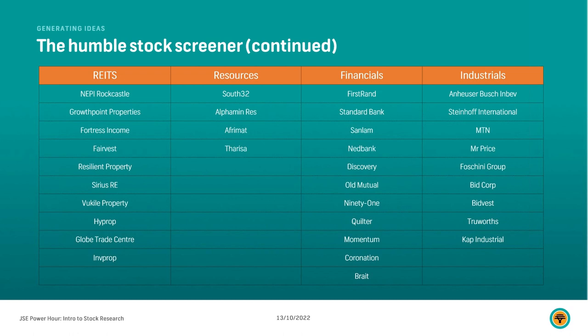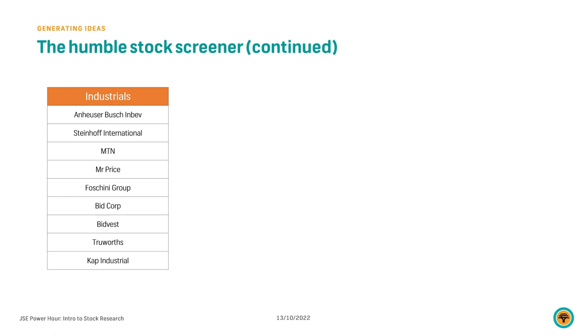So for that reason, hypothetically, I would have bought a PropTrax, I would have bought a FNB 15 ETF, and I would have investigated the industrials further, perhaps parked the resources a bit, just given where the global economy is currently and where the commodity cycle is. So we're looking at the industrials. Now we have to filter it out more.